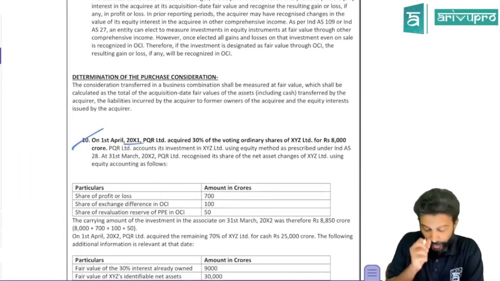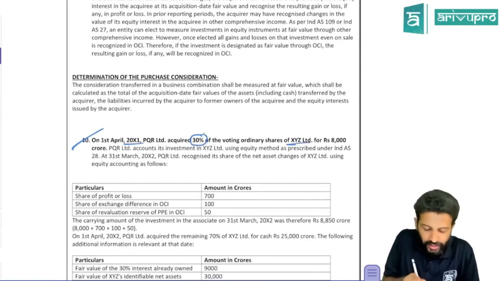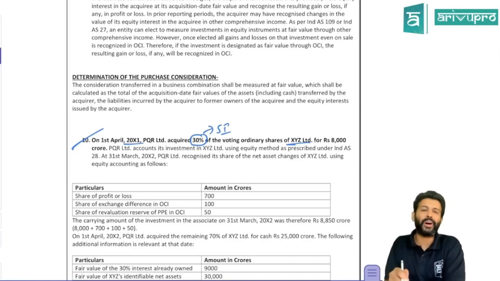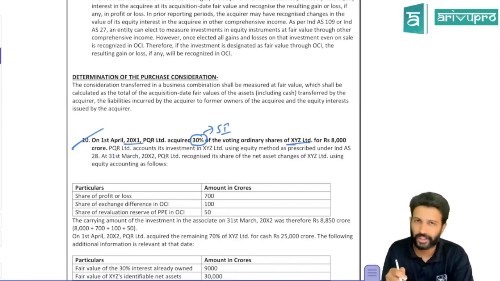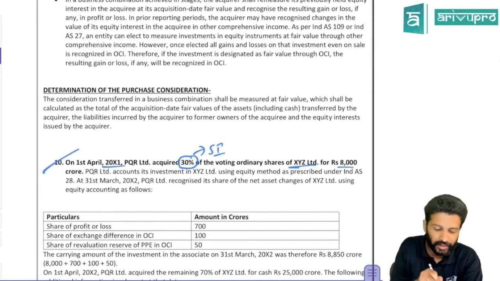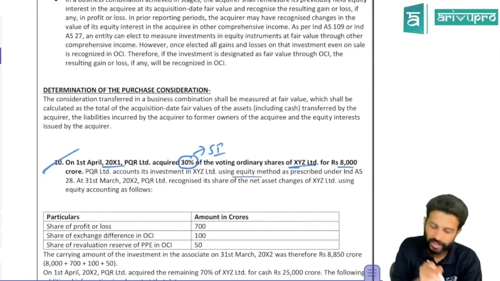On 1st April 20X1, P Limited acquired 30% voting power of XYZ. With 30%, you don't get control, you only get significant influence. That means PQR has an associate company called XYZ. Associate means you will have to follow the equity method of accounting. Yes, the investment should be shown using the equity method. They've acquired it for 8,000. PQR accounts for its investment using the equity method as prescribed under IND AS 28.